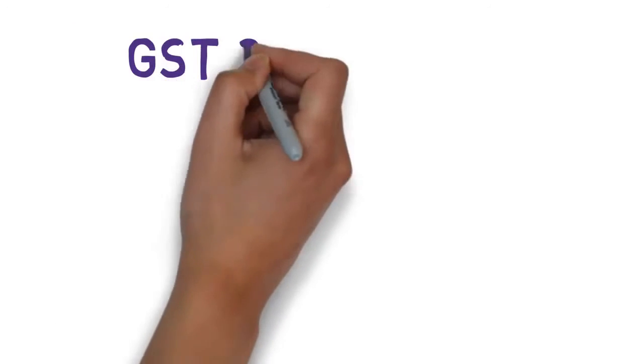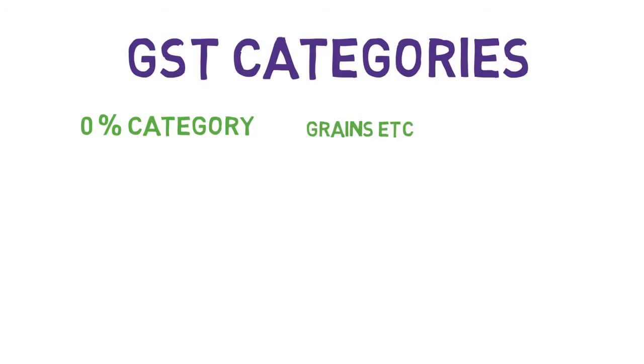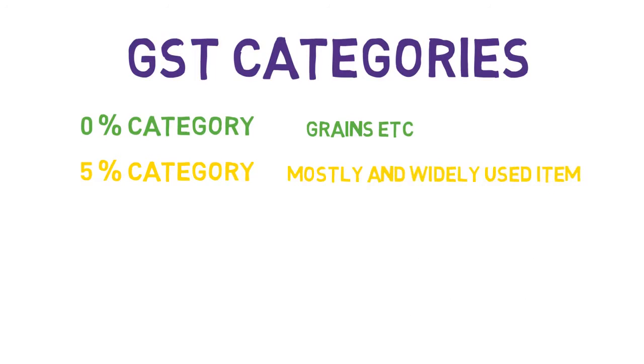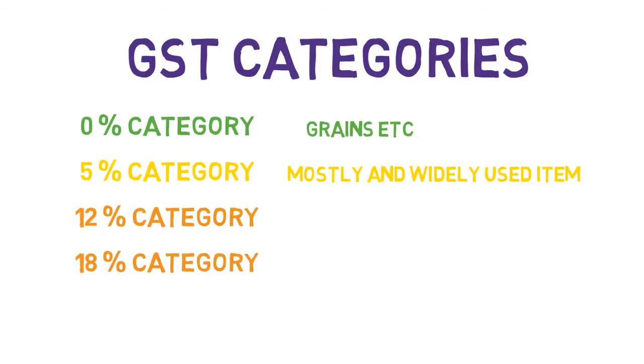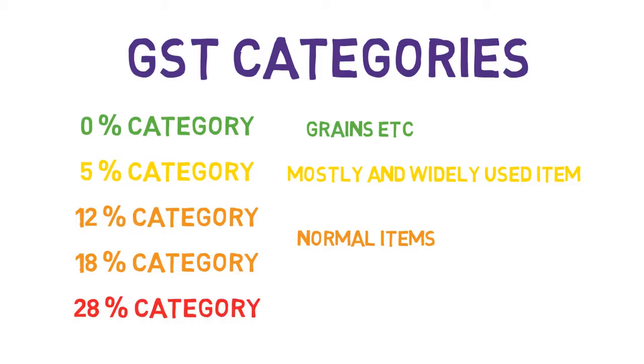We will also have 5 categories in GST in India. A 0% category, which will apply on food grains and the like. A 5% category, which will apply on mostly and widely used items. A 12 and 18% category, which will apply on items which are normally used. A 28% category, which will apply on luxurious items.